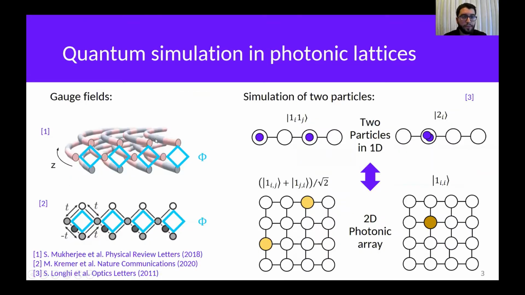And of course, we can implement gauge fields in these kinds of systems using either the geometry of the lattice or using some external field. And for example, these are two examples in which the geometry of the lattice is used to implement a gauge field, a magnetic field in this case.